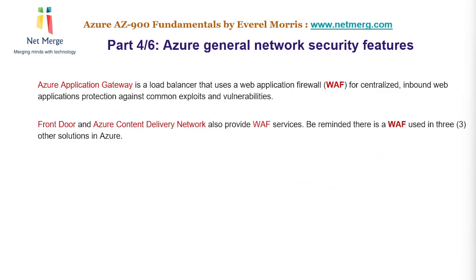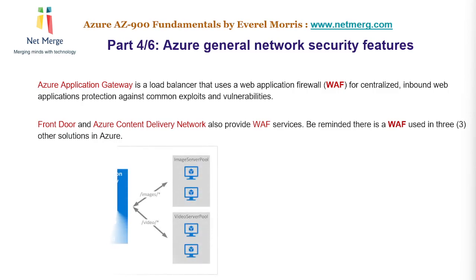Now, we also have a service called Front Door, and Azure Content Delivery Network also provides web application firewall services. Be reminded that there are, I think, approximately three web application firewall features that you could use in Azure, in addition to the Azure Application Gateway, which is primarily used as a load balancer.